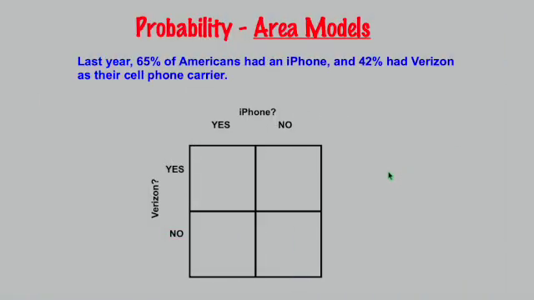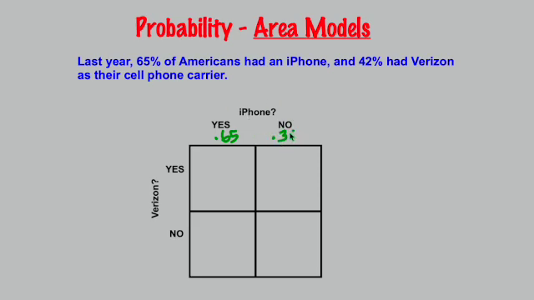The first method we're going to look at is called an area model, and you already know the question. You'll see over here I have a box drawn and I have 4 different boxes within it, and you'll notice at the top we have iPhone question mark because what we know is Americans either had an iPhone or they didn't. Now they could have had lots of different models out there, whether it's a Google Pixel or a Samsung phone or whatever, but what we're going to do up here is put 0.65 for 65% yes. And then, of course, the no would be 100% minus 65, which is 35% or 0.35.